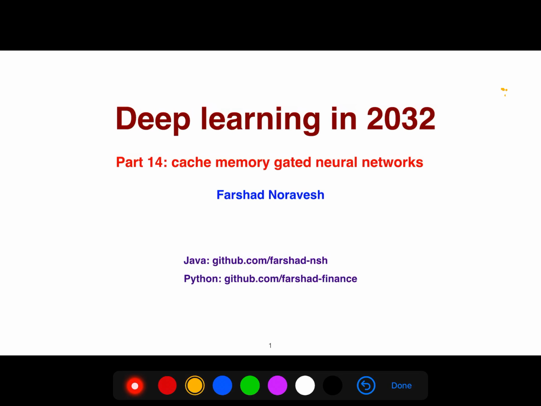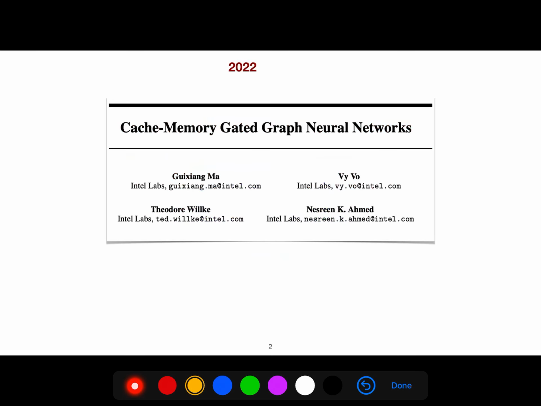All right, so sometimes we want to store the history of your hidden states into some cache memory. And this is the idea of this article in 2022 by Intel company.